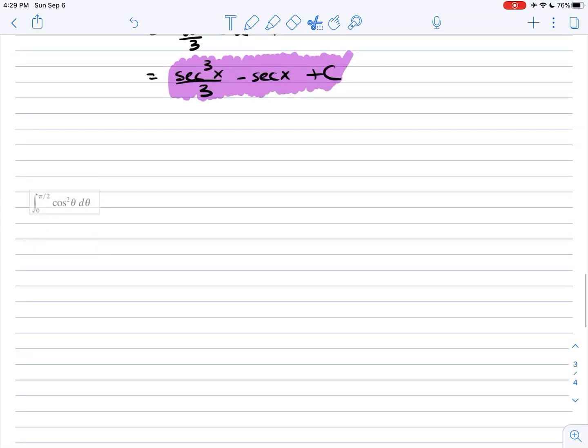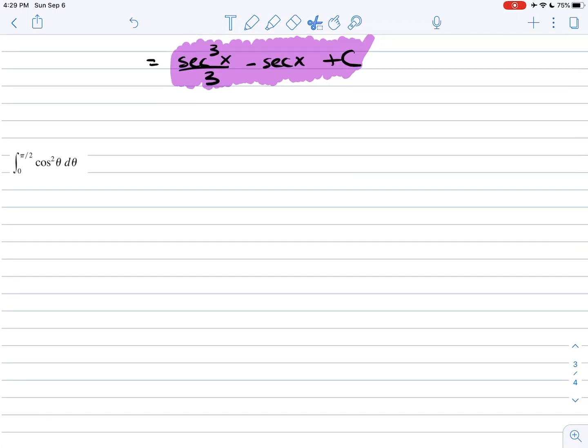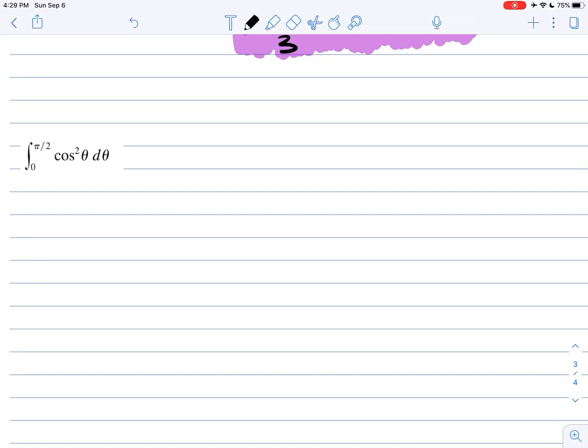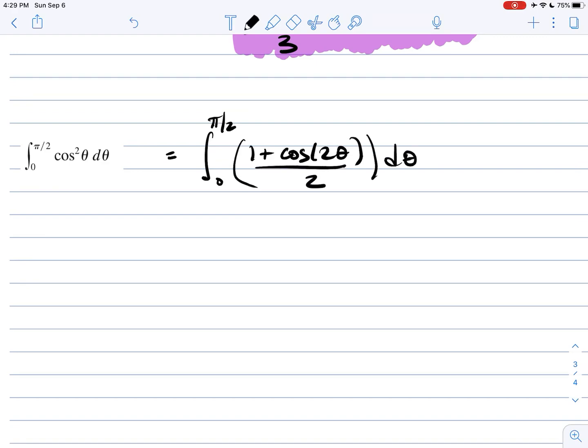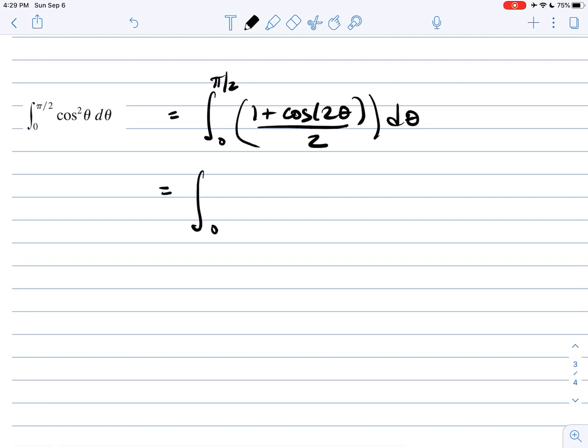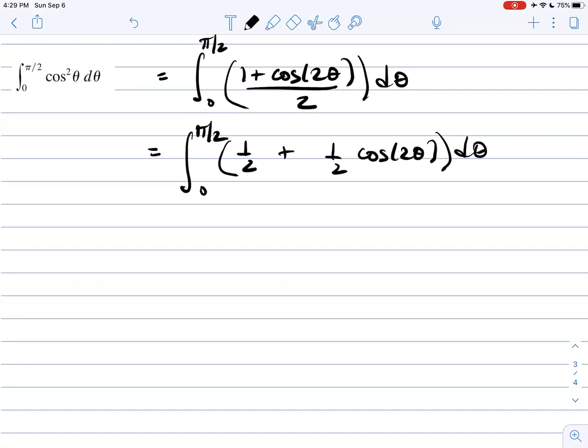Now let's see about cosine squared. Let's do a definite integral here. Cosine squared is not odd, and so we want to use our half angle identity. In this case this would be the integral from 0 to pi over 2 of (1 plus cosine 2 theta) over 2 d theta, and as I mentioned earlier, this would be the same as 1/2 plus 1/2 cosine 2 theta d theta, just undoing that fraction addition or just factoring out the 1/2.